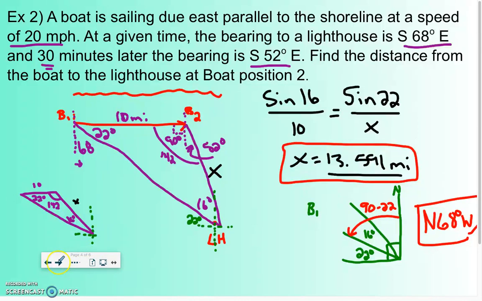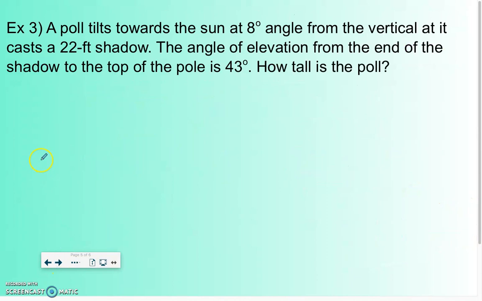All right, last example for today. A pole is tilted towards the sun at an 8-degree angle from vertical, and it casts a 22-foot shadow. The angle of elevation from the end of the shadow to the top of the pole is 43 degrees. How tall is the pole?